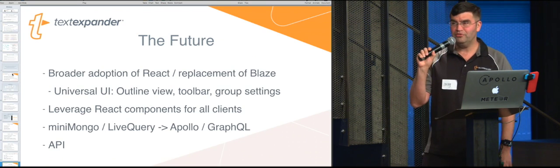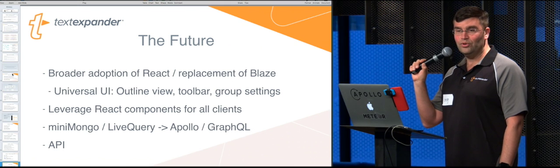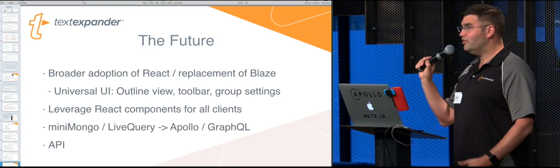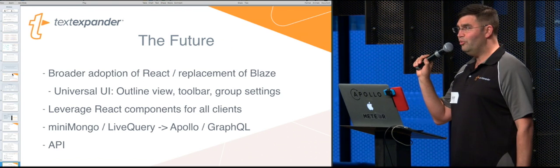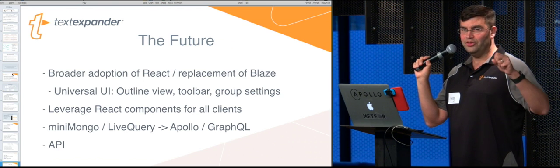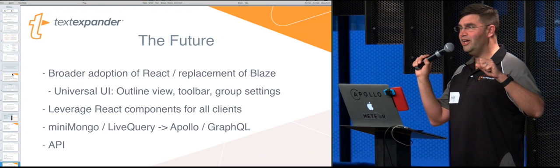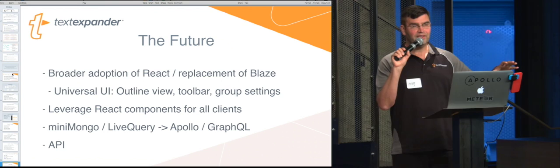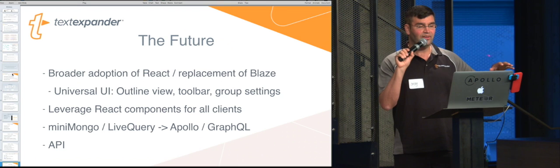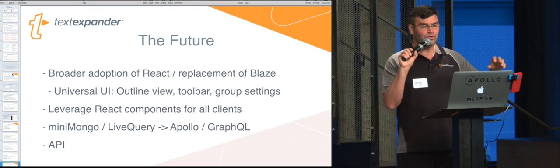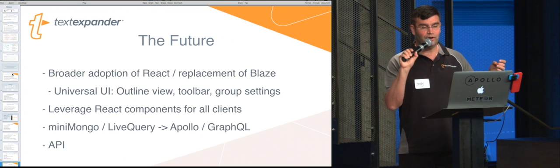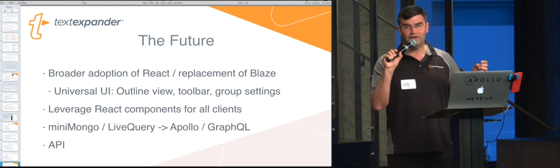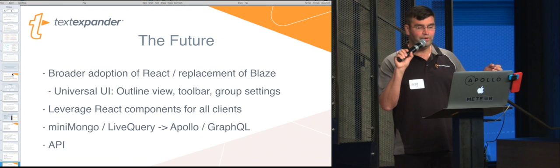In terms of the future for TextExpander, we're looking to do broader adoption of React. Knowing that we were going with Meteor at the time that we did the Windows client, and bringing UI into the Windows client kind of later in its life, we've built components there on Windows that are the outline view, the toolbar, and the group settings. They're all built in React. They all run in JavaScript, and they all appear in Windows.